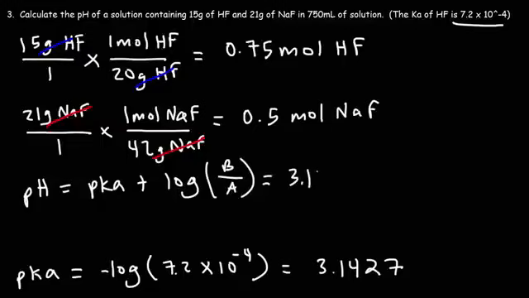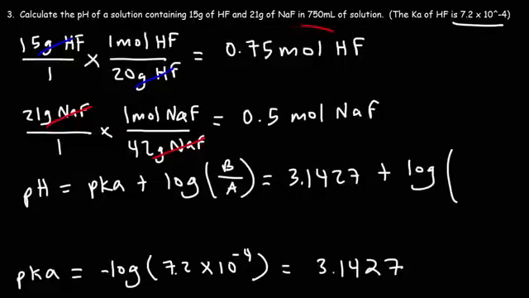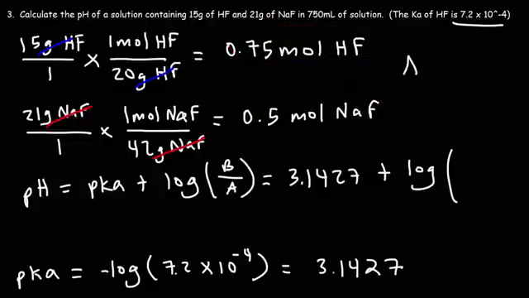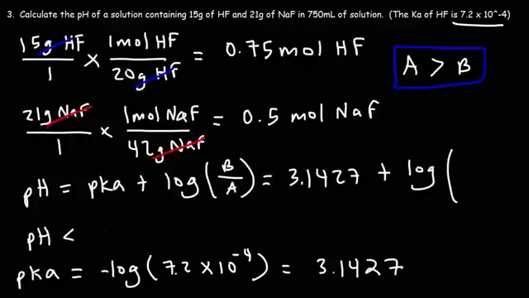So the pKa is 3.1427 plus log of the base. By the way, will the pH be greater than or less than the pKa? So notice that we have more of the acid than the base. So because we have more of the acid than the base, the pH is going to be less than the pKa. So the pH should be less than 3.1427. The solution is acidic.